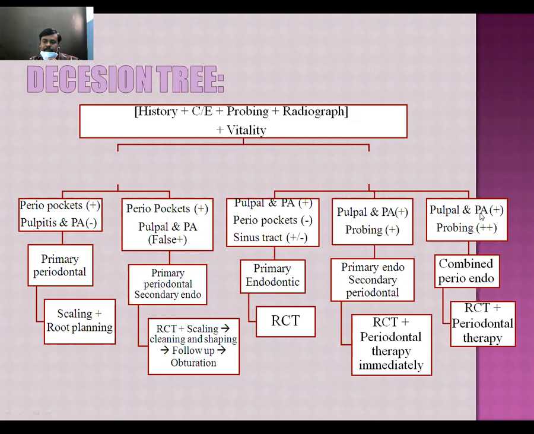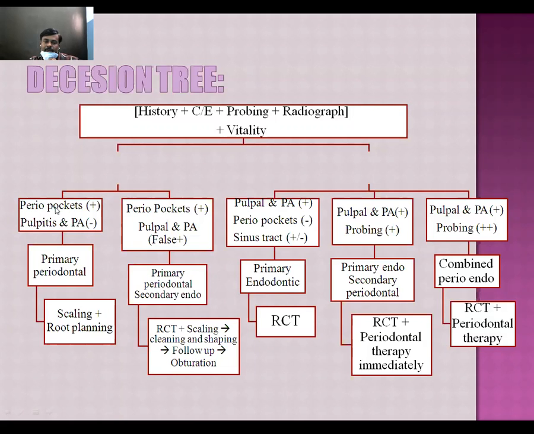If pulpal and periapical pathology is present and there are severe deep periodontal pockets, that is a case of combined perio-endo. So again, it is treated with a root canal followed by periodontal treatment.